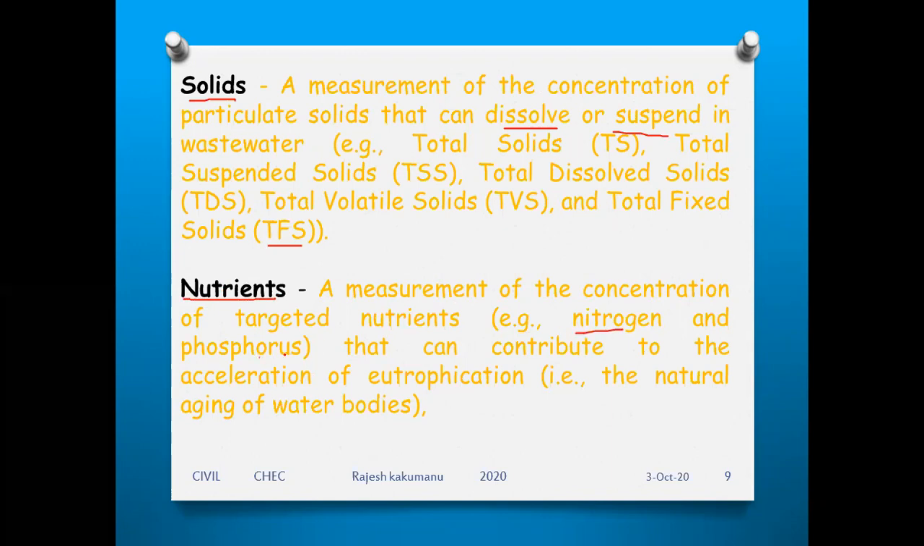and phosphorus, that can contribute to the acceleration of eutrophication, that is the natural aging of water bodies. So eutrophication means the water naturally decays. Aging means water bodies naturally age. For example, whenever you keep liquor for years together in a dark place, what happens? The quality of the liquor increases. In the same way, eutrophication means the natural aging of the water bodies. Okay, so what are the nutrients here? The nutrients are nitrogen and phosphorus.